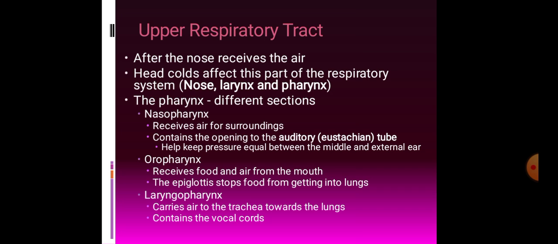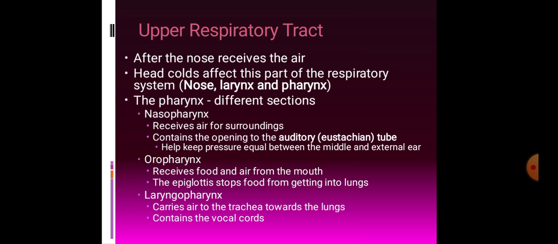After the nose receives the air, it is filtered with the help of the nostril cilia-like structures, which prevent dust particles and microorganisms from the environment. Colds affect this part of the respiratory system. The air is also humidified and warmed in that region.